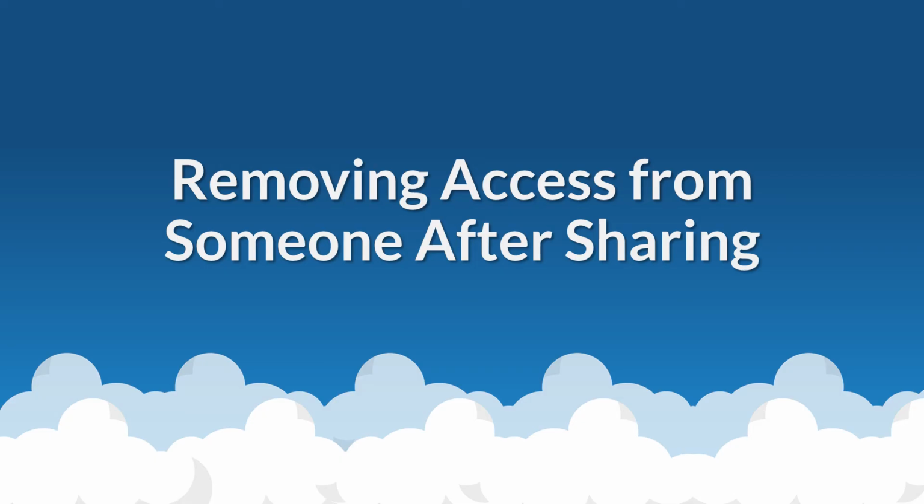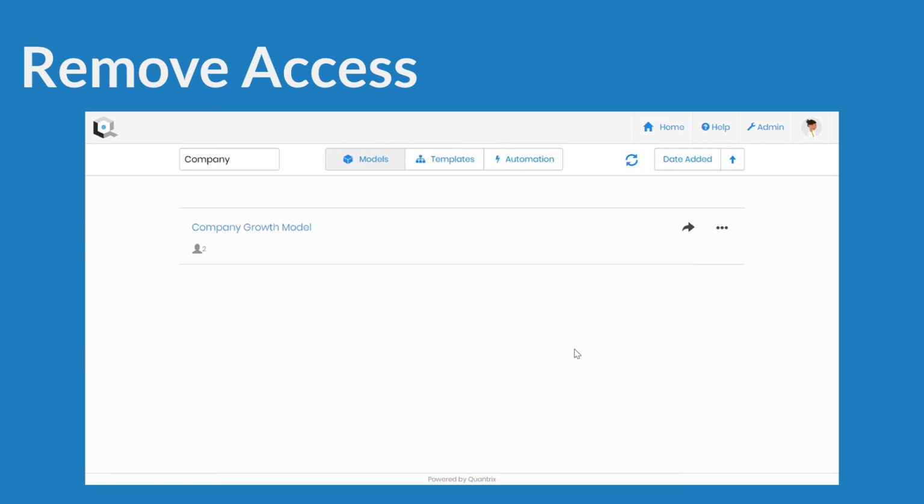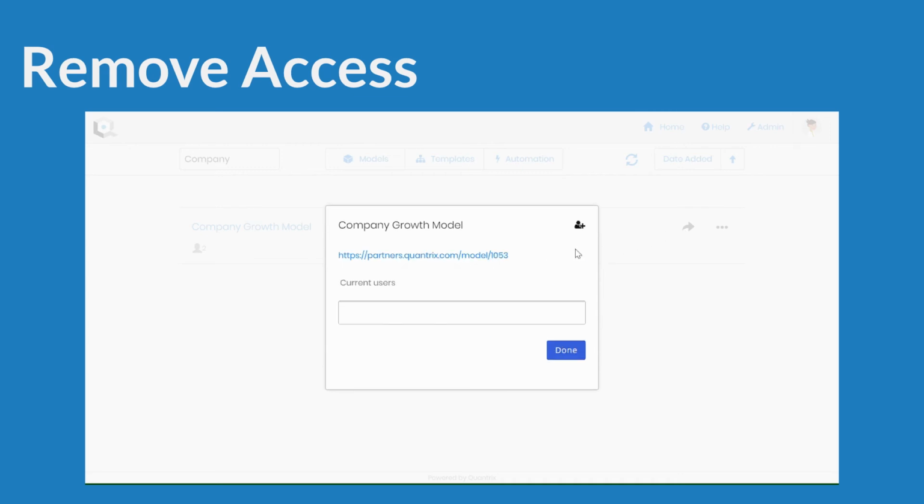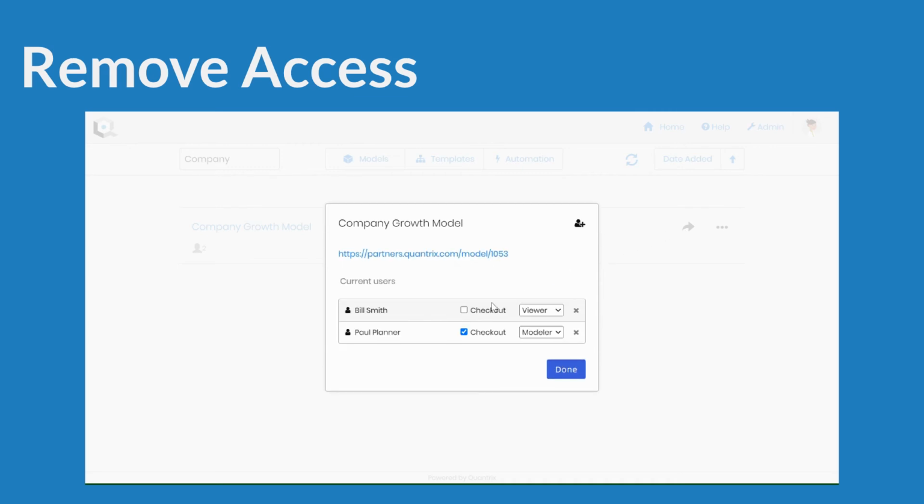Sometimes you may have team members roll off a project. Here's how you can remove or modify their access to models on Qloud. You are able to edit or remove a person's access to a model that you own. Simply click the share icon on the model and then click the gear icon to view the current list of people who have access to your model. From here, you can change a person's assigned role or checkout ability. To completely remove a person's access to the model, click the X next to their name.